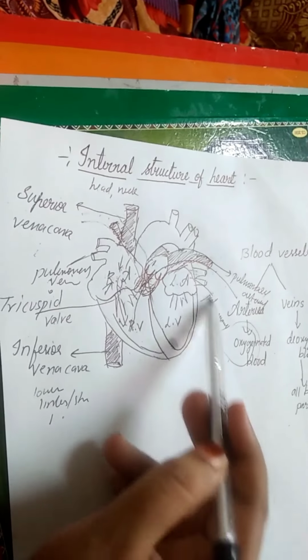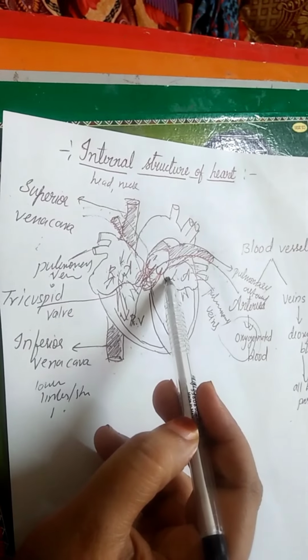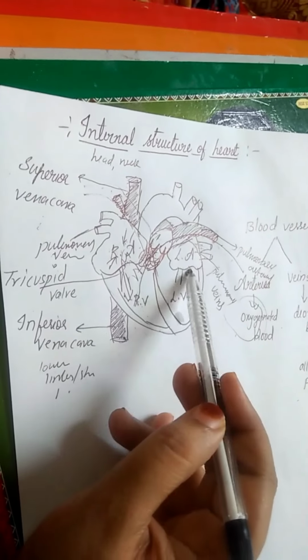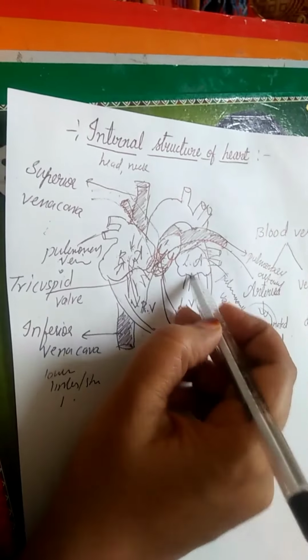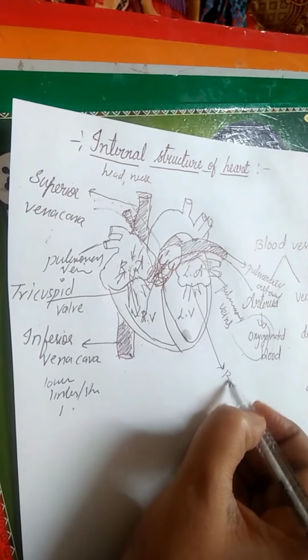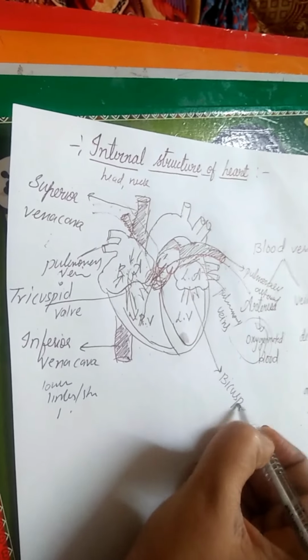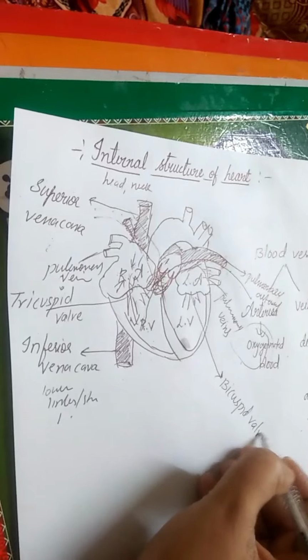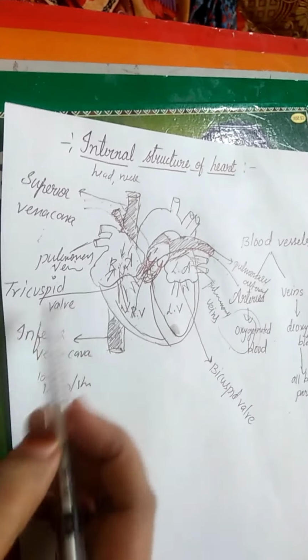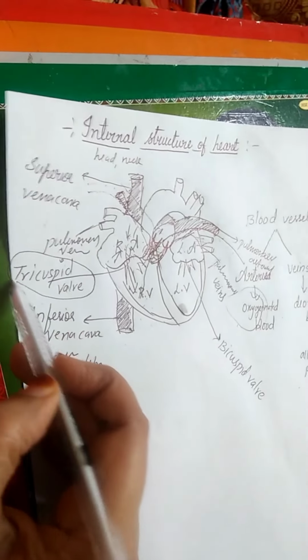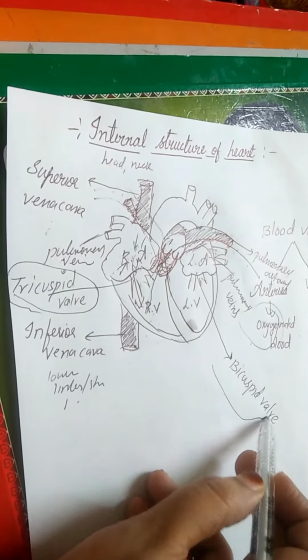Then again the pulmonary vein is bringing the blood into left auricle. Here also in the left auricle, there is a valve called as bicuspid valve. What is the name given here at right auricle and right ventricle? Tricuspid. Try to remember this, important. And what is here? It is bicuspid.